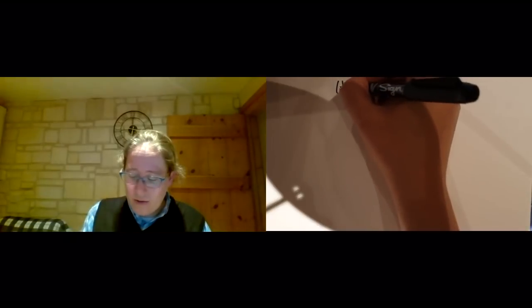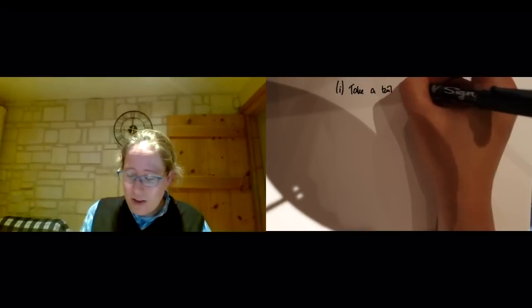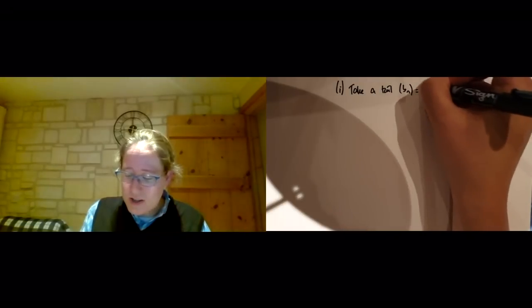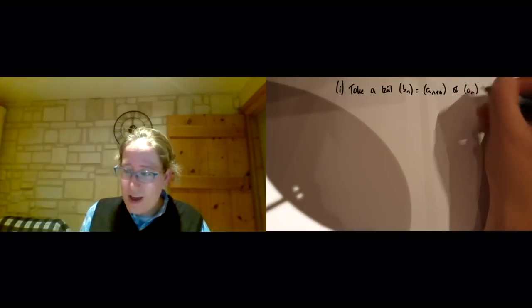So the first part, we're going to assume that our sequence converges and take a tail. So let's take our tail first. It doesn't matter which order we do this. So let's take a tail, say the sequence (B_n), which is the sequence A_{n+k} of the sequence (A_n).